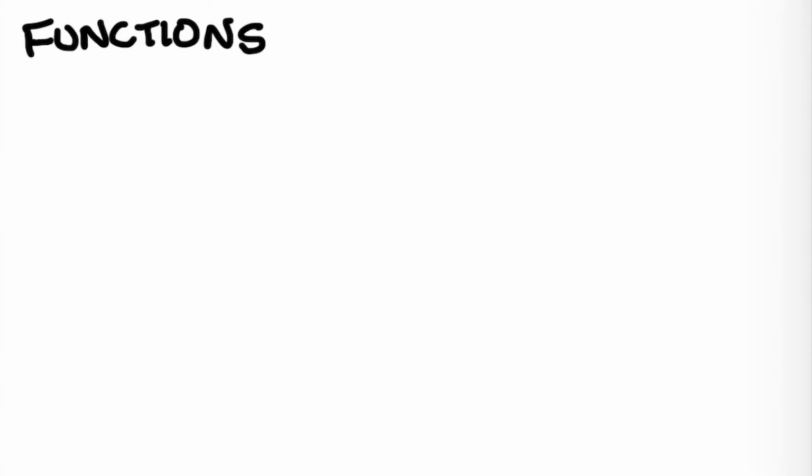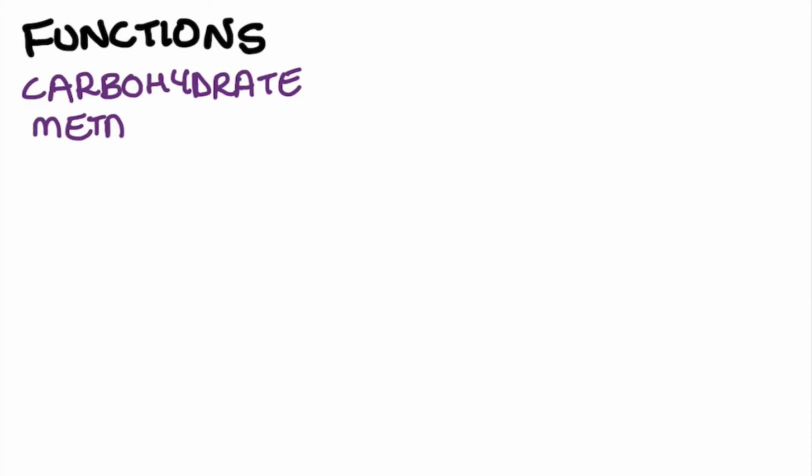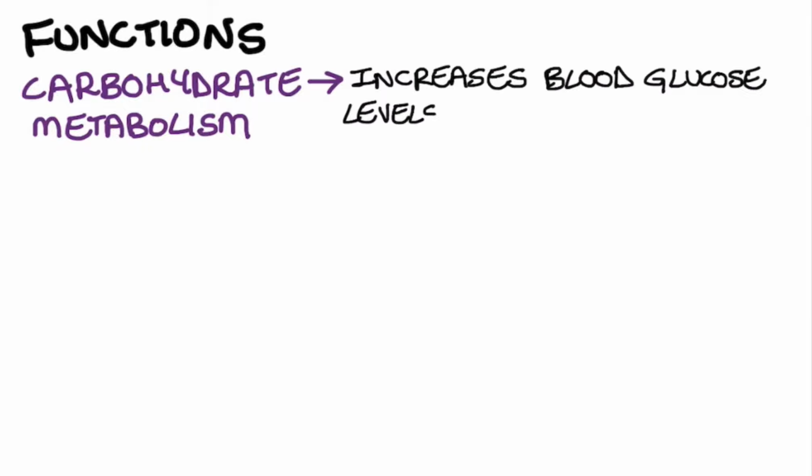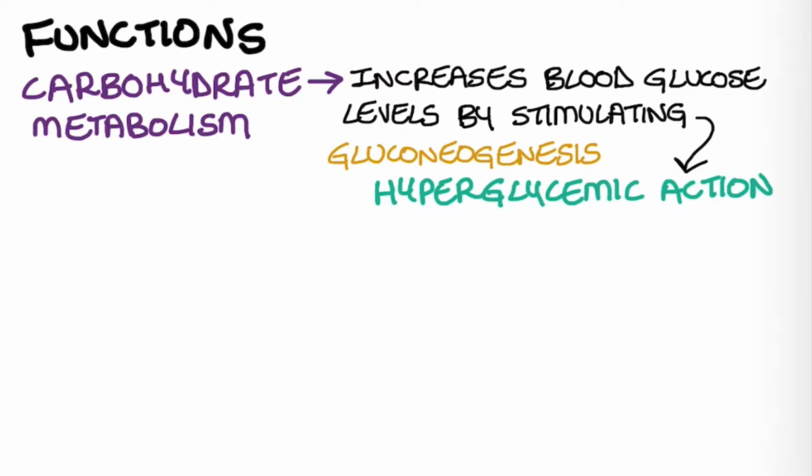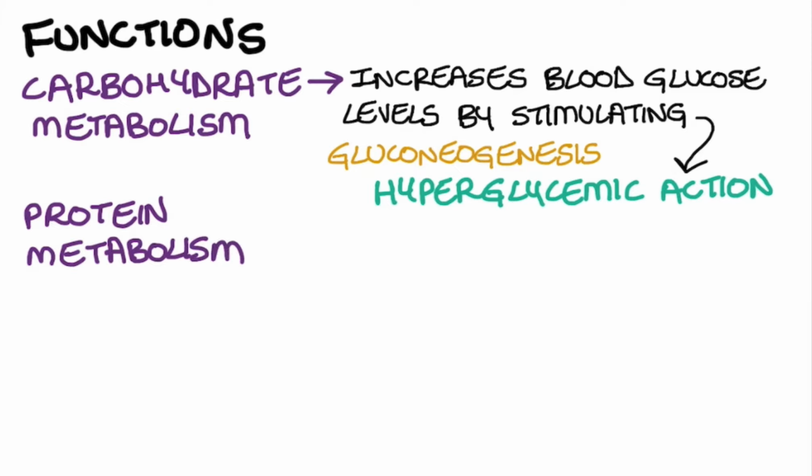We will start with effect on carbohydrate metabolism. Cortisol increases blood glucose levels by stimulating gluconeogenesis, which is the formation of glucose from non-carbohydrate sources like amino acids. Thus, it has hyperglycemic action. Then effect on protein metabolism.